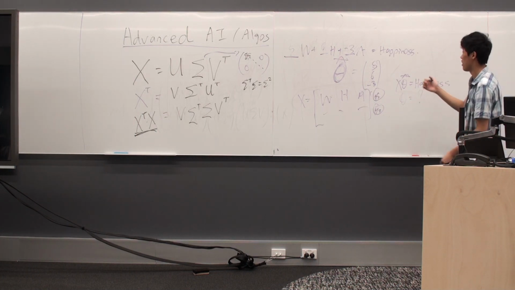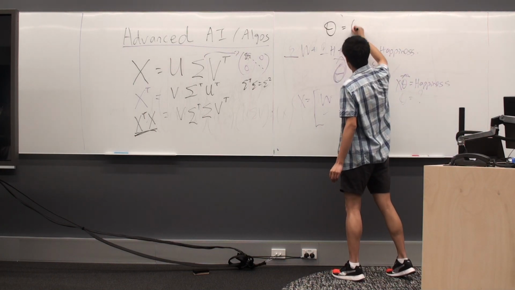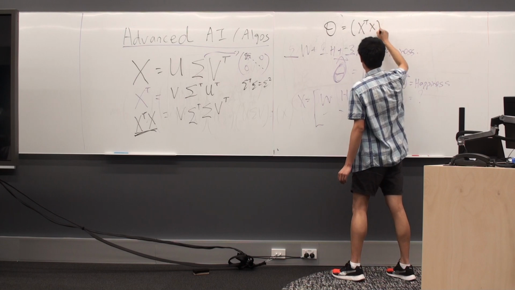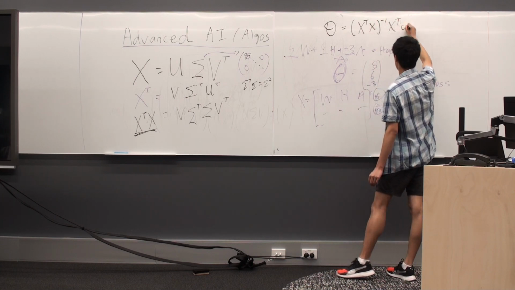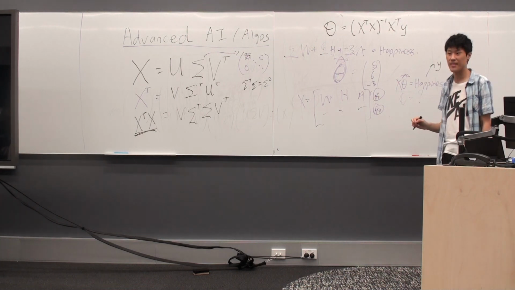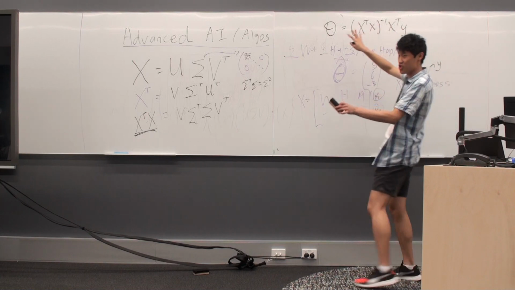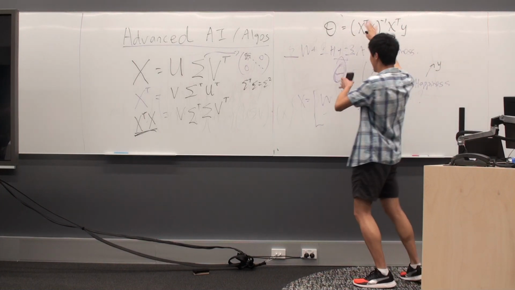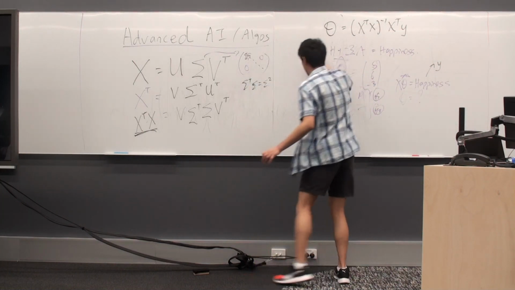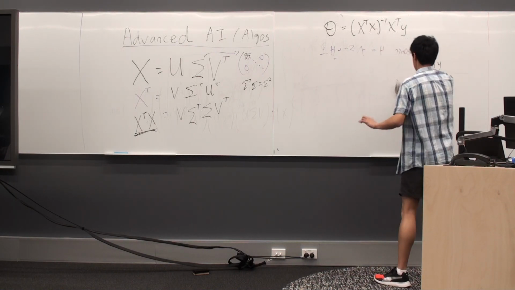Well, if you remember, you've probably seen this. Theta is equal to X transpose X inverse X transpose Y. This is Y. It's kind of the least squares. You don't actually need to know how I got that. I'll show you how we're going to get that.